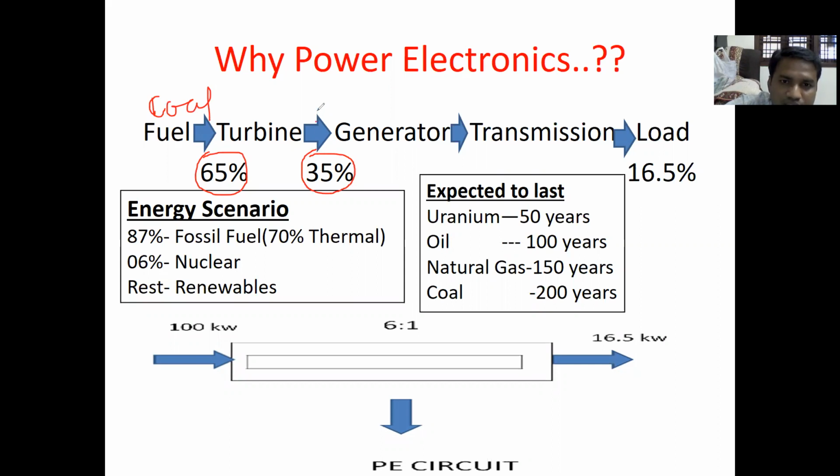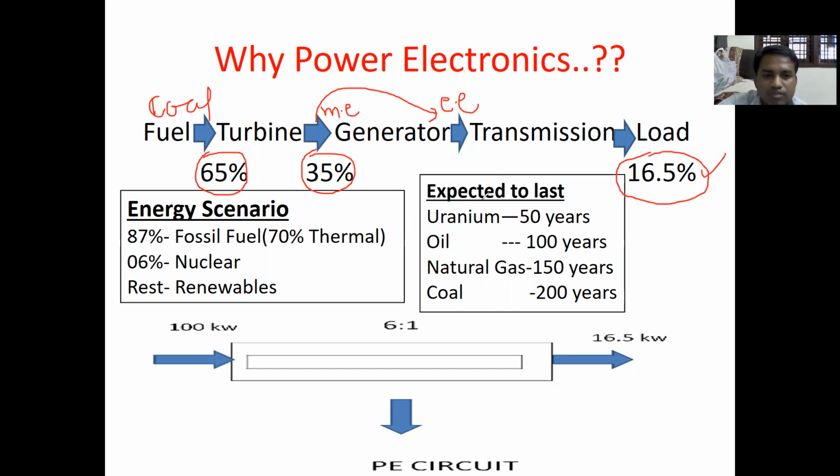That means again the generator converts mechanical energy into electrical energy, so again there will be some loss of energy. After that, the electrical energy is transmitted over long distances, and finally to the substation or to the loads which we are utilizing for industrial and domestic applications. Only 16.5 percent of the energy is available.